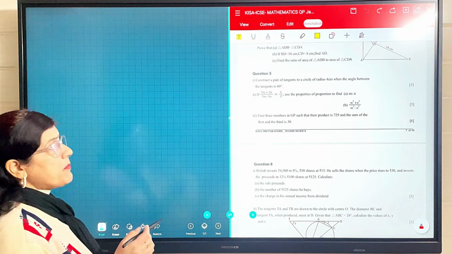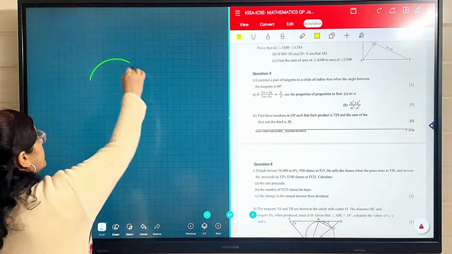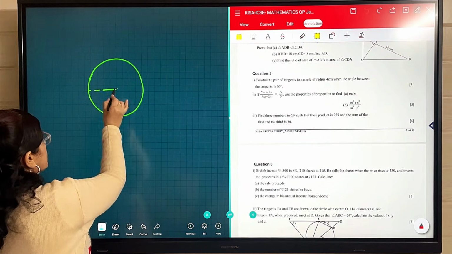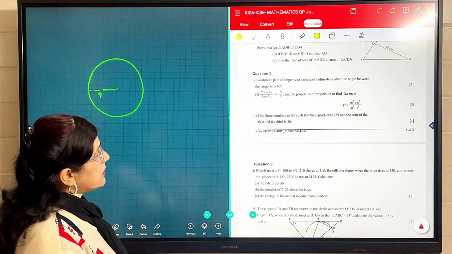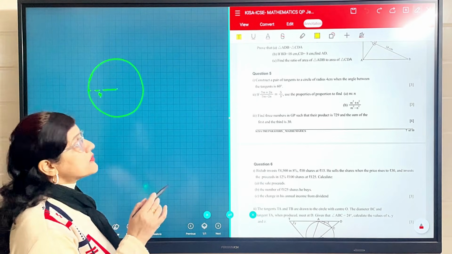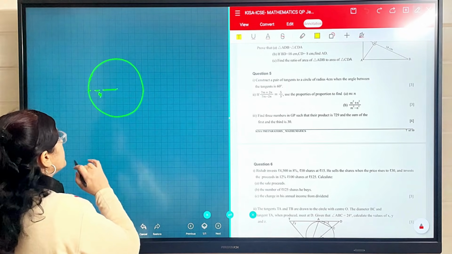Part 1 is construct a pair of tangents to a circle of radius 4 centimeter. So first you have to make a circle of radius 4 centimeter. So this is 4 centimeter. You have drawn a circle. Now the angle between the tangents is 60 degree. You have to construct tangents. So with the radius, what angle will these tangents make?